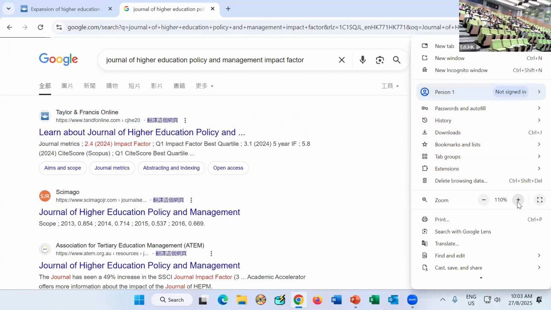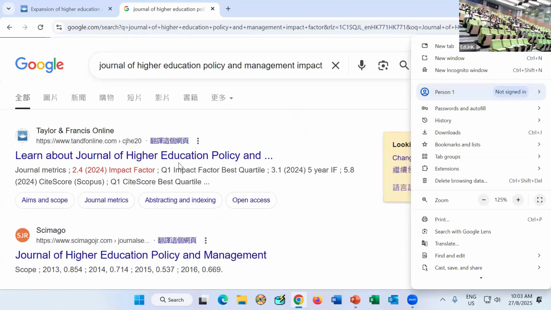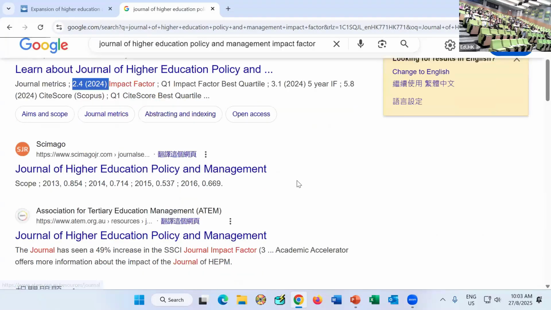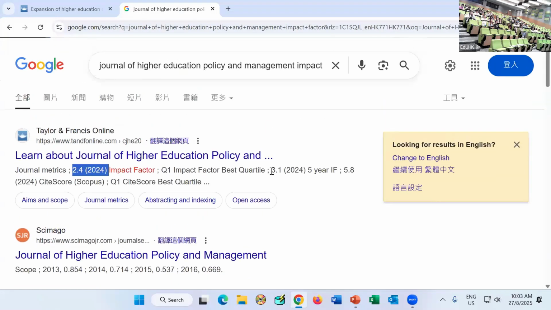Can you see that? Like this one, Journal of Higher Education Policy, 2024, maybe it's not available for a 2025 number, so it's 2.4. Okay? And I will give you some ideas. Normally something 2 point something or within 10 is okay for a rather niche journal or topic. It's really hard to get above 10. And of course, some new journals would not have an impact factor even because it's not established yet.